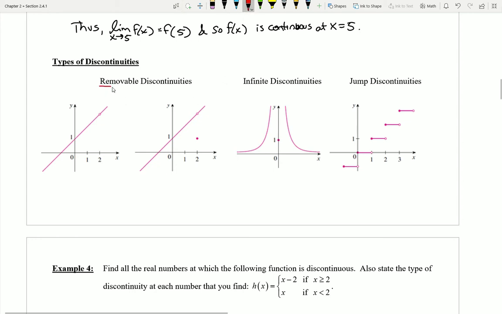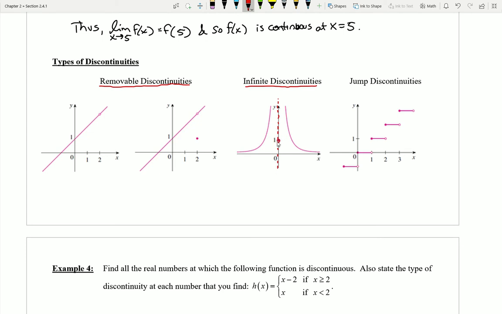We have three really different categories of discontinuities. We have what we call removable discontinuities. This is where in the graph I would have something like a hole, maybe with a point somewhere else above or below it. I have infinite discontinuities, which is where the graph gets disconnected, maybe based off of some sort of vertical asymptote.